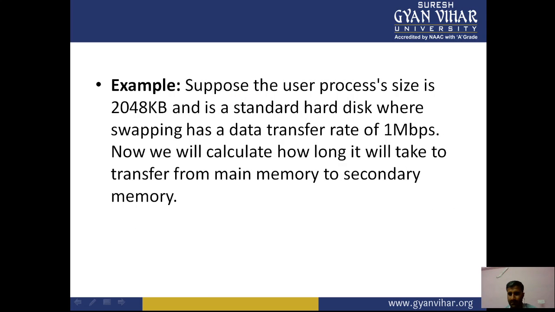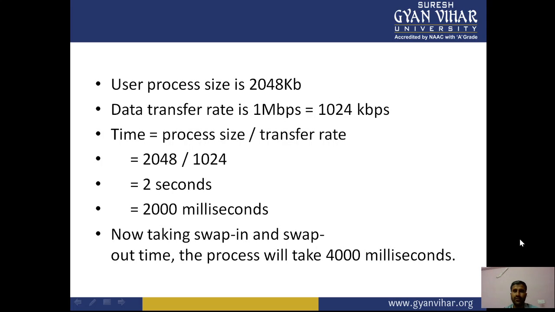Now let us discuss an example. Suppose the user process size is 2048 KB, and it is a standard hard disk where swapping has a data transfer rate of 1 Mbps. Now we will calculate how long it will take to transfer from main memory to the secondary memory. This is the best example to understand, right? So the user process size is 2048 KB, and the data transfer rate is 1 Mbps, which is equal to 1024 kbps, right?